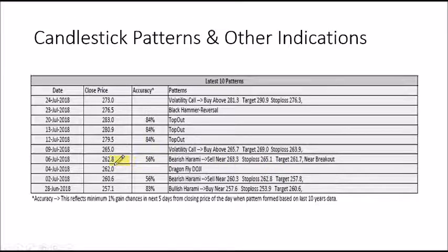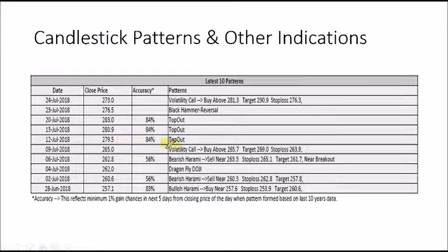So actually it broke out, and this volatility call is based on the bands, Bollinger Bands, and based on the momentum. There is a complex calculation behind it, and so we have arrived on this. So yeah, if you can see, by about 265.7 and the target is 269, so we have achieved that.